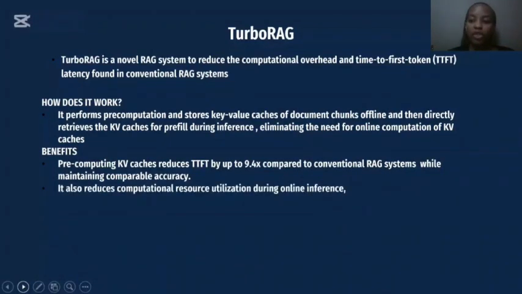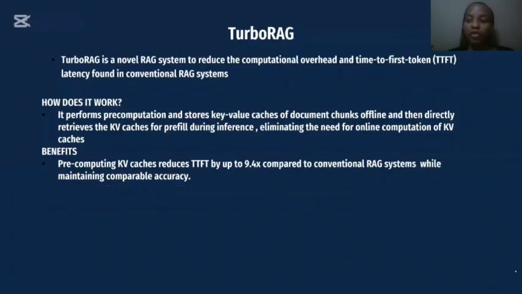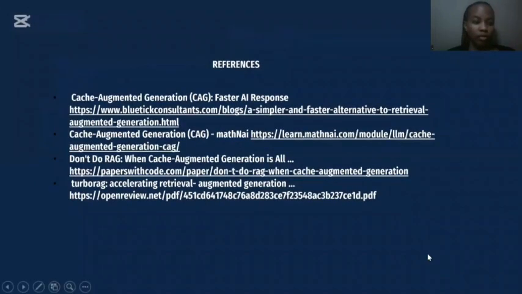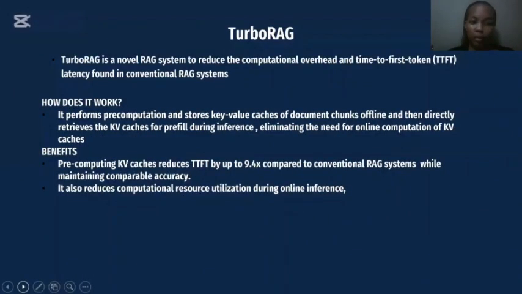Two is lower computational overhead. Since Turbo RAG pre-computes and stores KV caches, the system requires fewer resources during online inference. This leads to reduced computational cost, lower power consumption, and better scalability, allowing AI systems to handle more requests efficiently. It also maintains comparable accuracy. Despite the drastic speed improvements, Turbo RAG maintains the same level of accuracy as conventional RAG models. This means that you get faster responses without compromising quality.